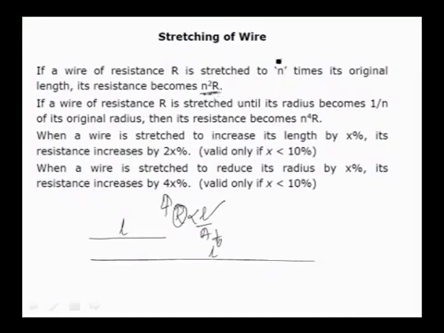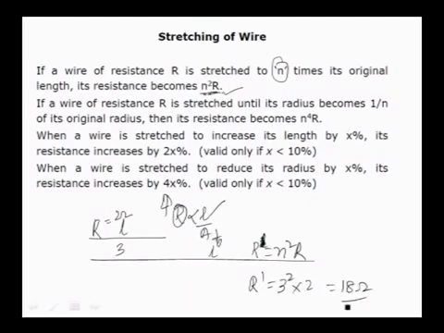If you stretch a wire by n times, then the new resistance is equal to n squared R. Say for example, the original resistance is R, then the new resistance R dash is equal to n squared R. Say, for example, this wire has a resistance of 2 ohm. If it is expanded to 3 times, then R dash is 3 squared, which is 9, times 2, which is equal to 18 ohm. Like that you are going to calculate.